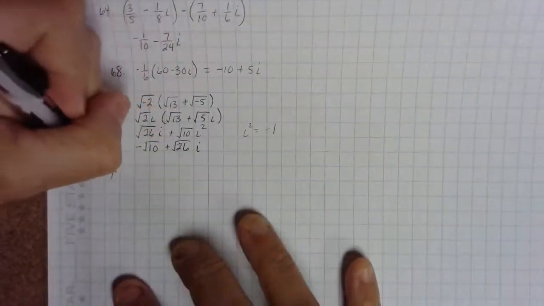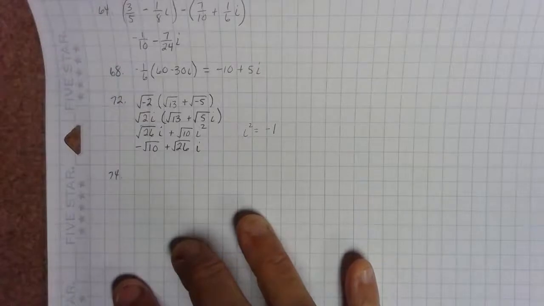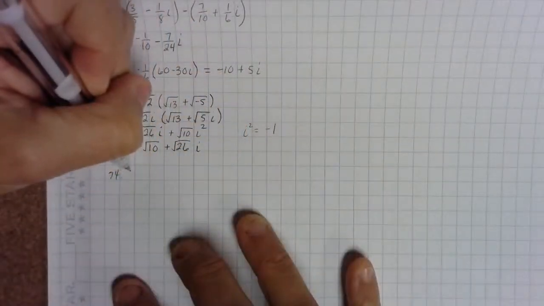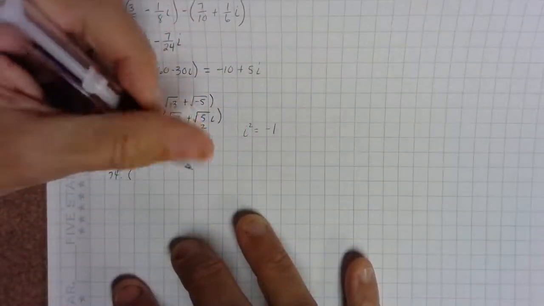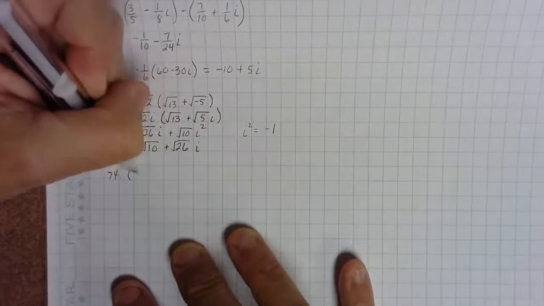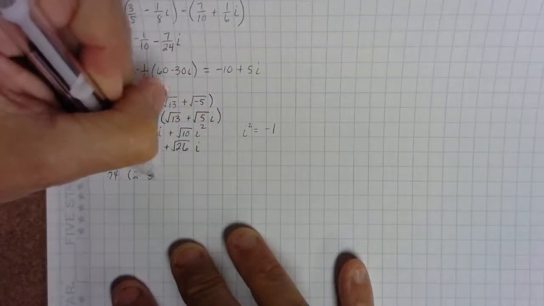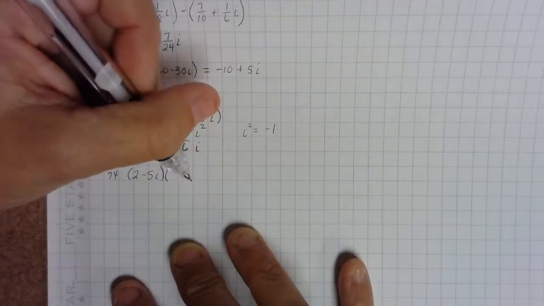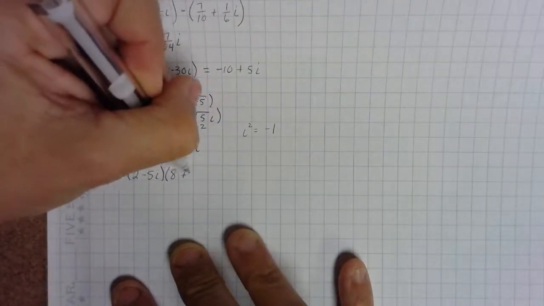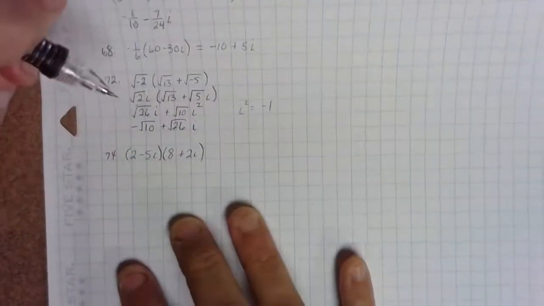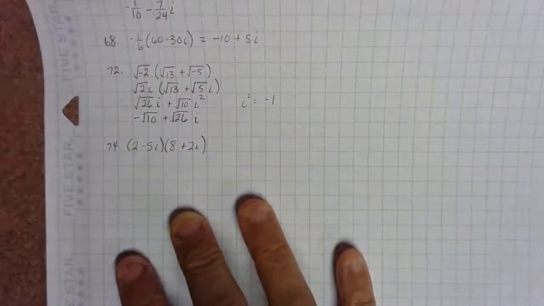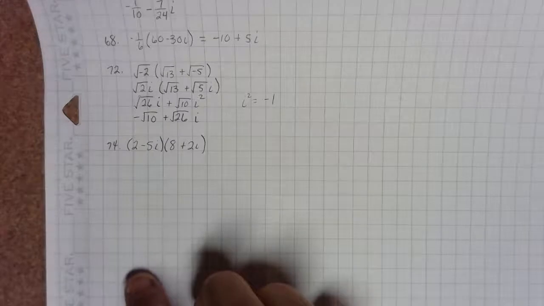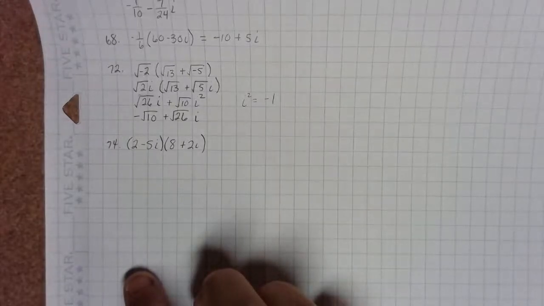Okay, 74. We're going to FOIL just like normal. 2 minus 5i quantity times quantity 8 plus 2i, and literally just FOIL. But I wouldn't recommend holding numbers in your head on these, or you're going to make some mistakes.